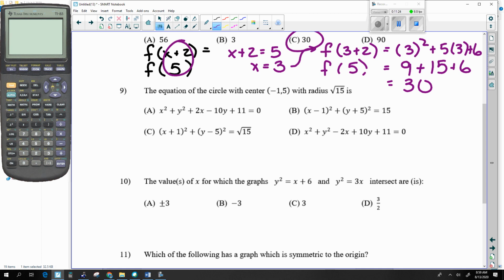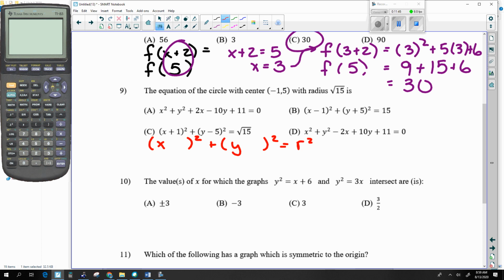All right. Okay, number 9. The equation of a circle with radius, yada, yada, yada. Again, the equation of a circle is, I'm going to write it like this, x squared plus y squared is equal to r squared.